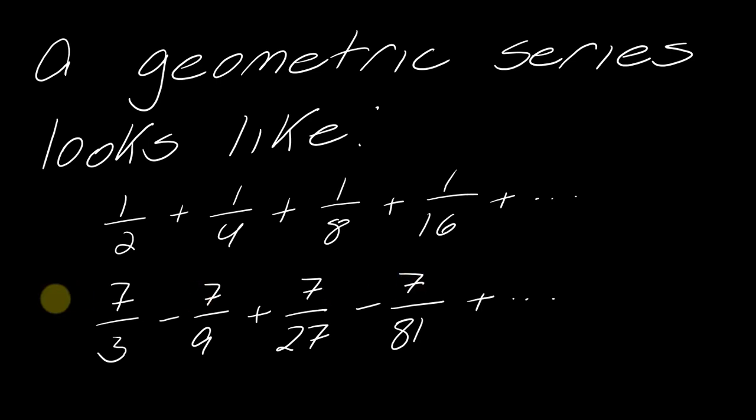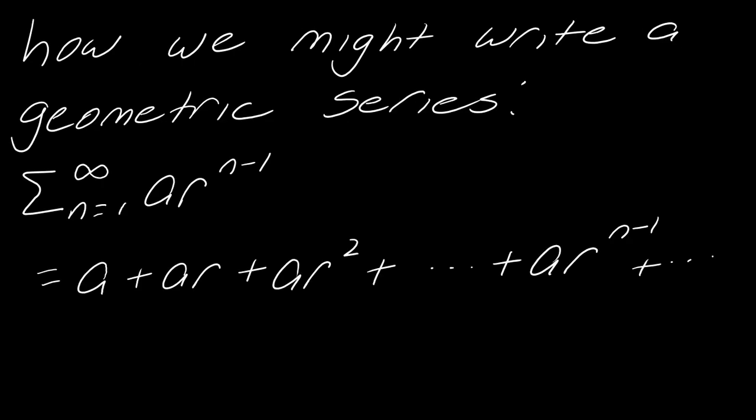And then notice now I've got a 7 on top, so that would be my a, the constant that's being multiplied. Then notice what's going on with the denominator: I've got 3, 9, 27, and 81. This is also alternating in sign, which is totally fine. So both of these are geometric series, and this is really what we're going to talk about in this video.